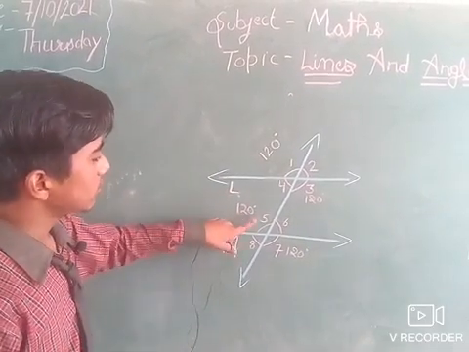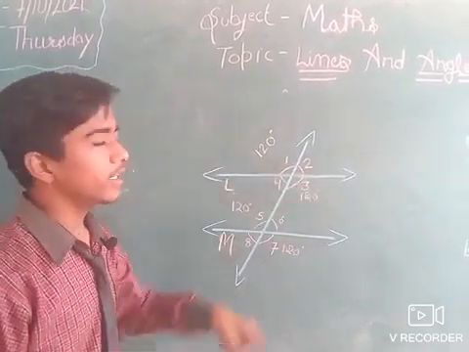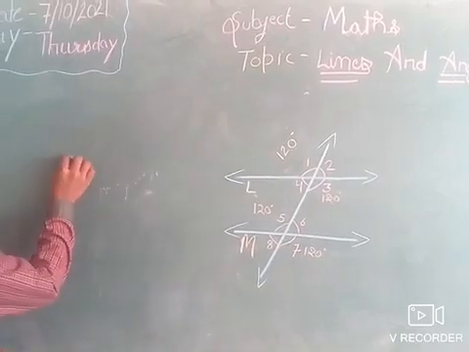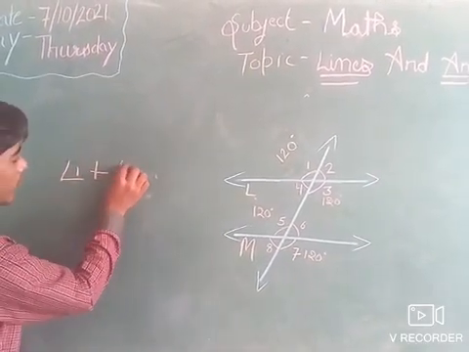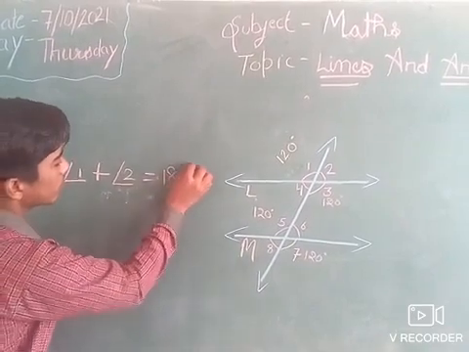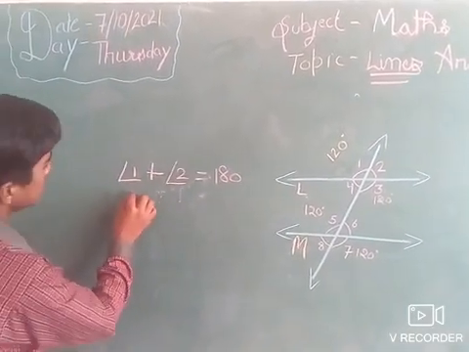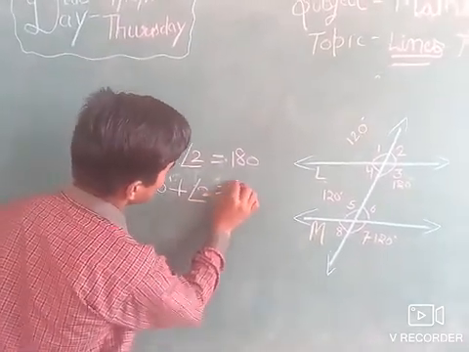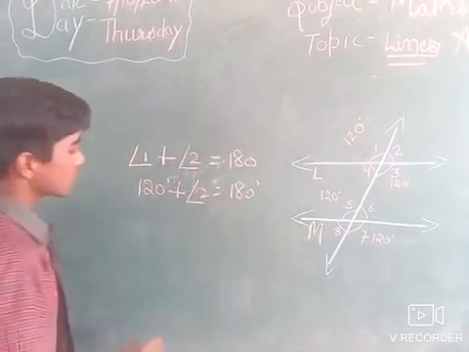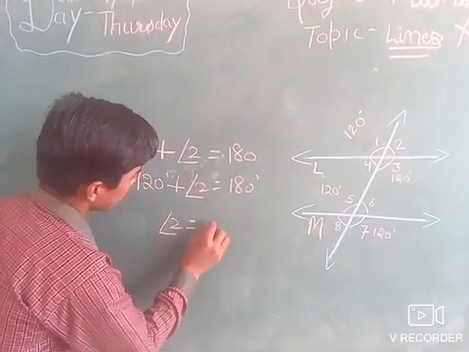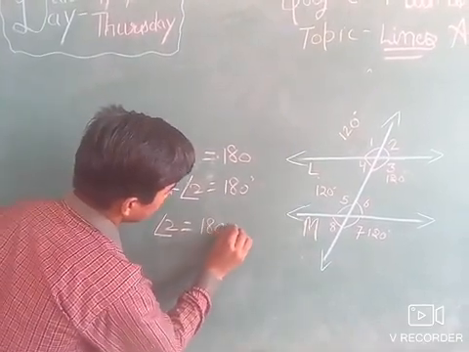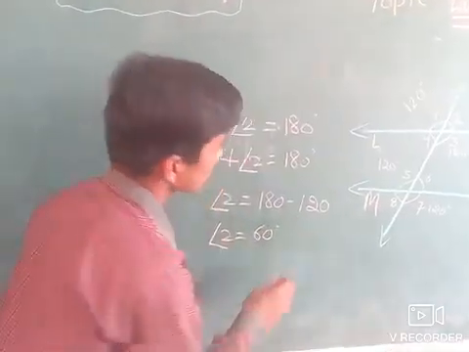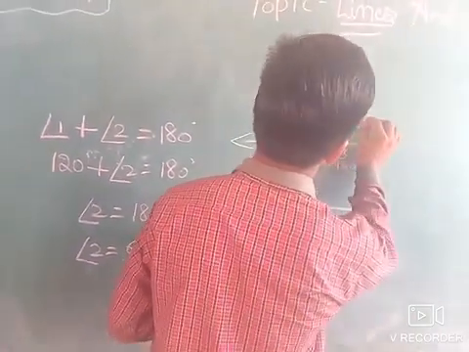Now angle 1 and angle 2 make a linear pair whose sum is always 180 degrees. So angle 1 plus angle 2 is equal to 180 degrees. Now angle 1 is 120 degrees, plus angle 2 is 180 degrees. So angle 2 is 180 minus 120. Angle 2 is 60 degrees. Now angle 2 is 60 degrees.